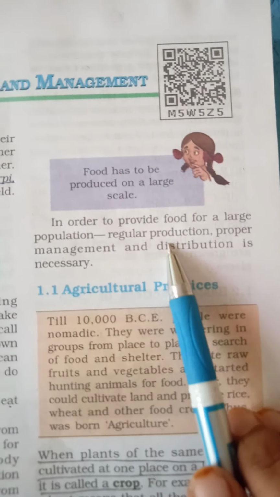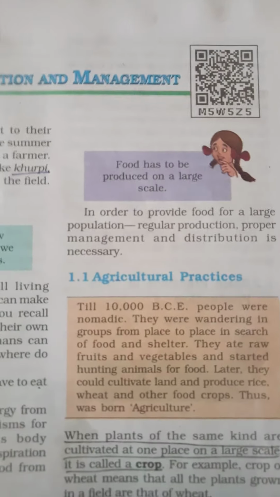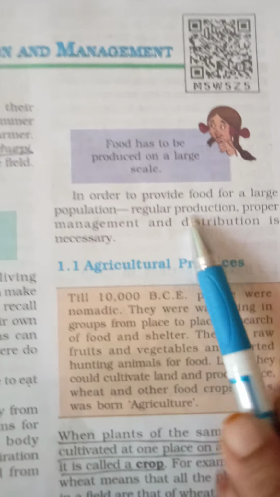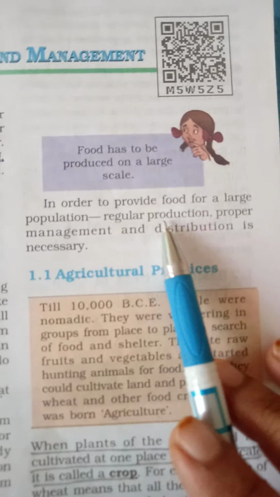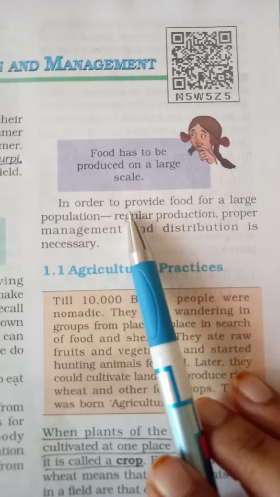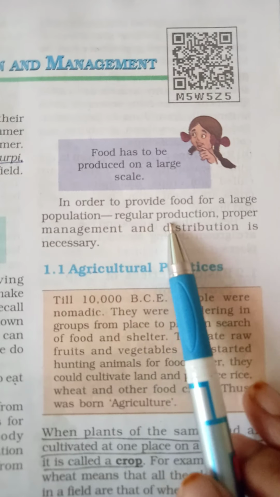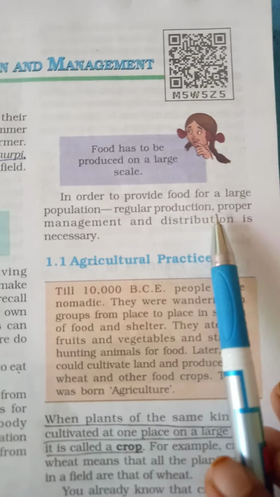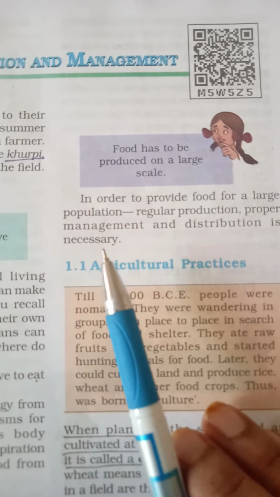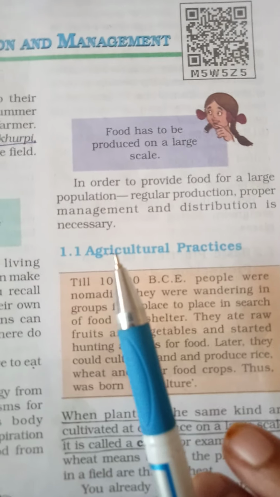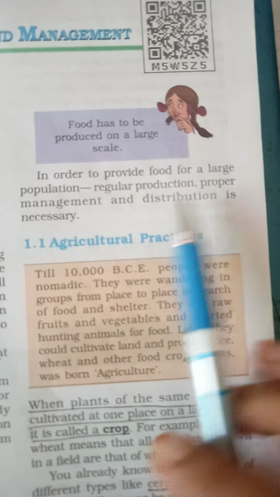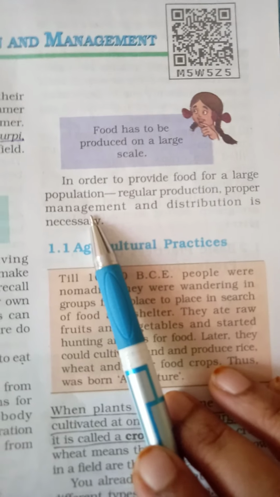Why are we saying regular production? As you already know, food is the source of our energy, right? So for that food to supply energy to a large number of people, we need to continuously produce those plants. We need to manage them so that we can store them in a proper condition, safe from rain, safe from heat, like that. So proper management is required.